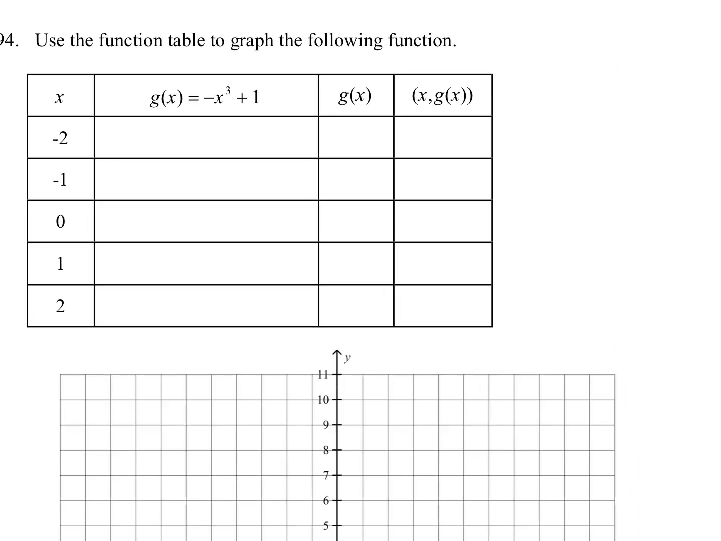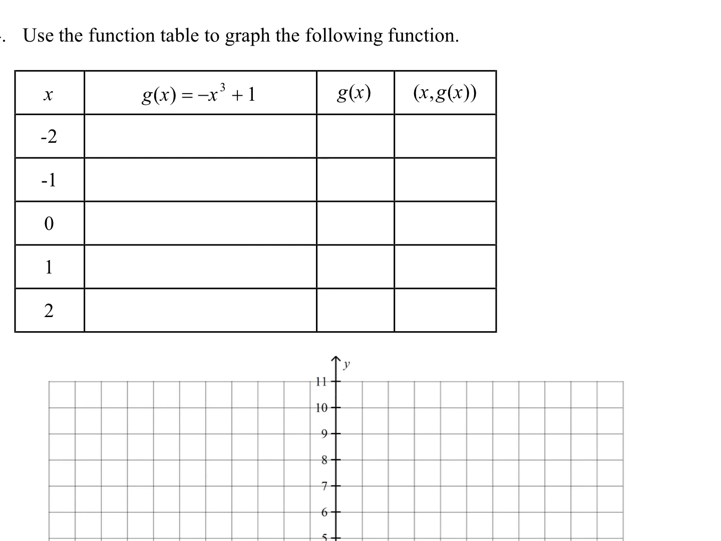For your cubic function, you have g of x is equal to the opposite of x cubed plus 1. We're given x values of negative 2, negative 1, 0, 1, and 2. So for negative 2, we're going to have the opposite of negative 2 cubed plus 1. The negative 2 cubed is negative 8. Negative 8 times negative 1 is a positive 8, plus 1 is 9. So that gives us negative 2, 9.